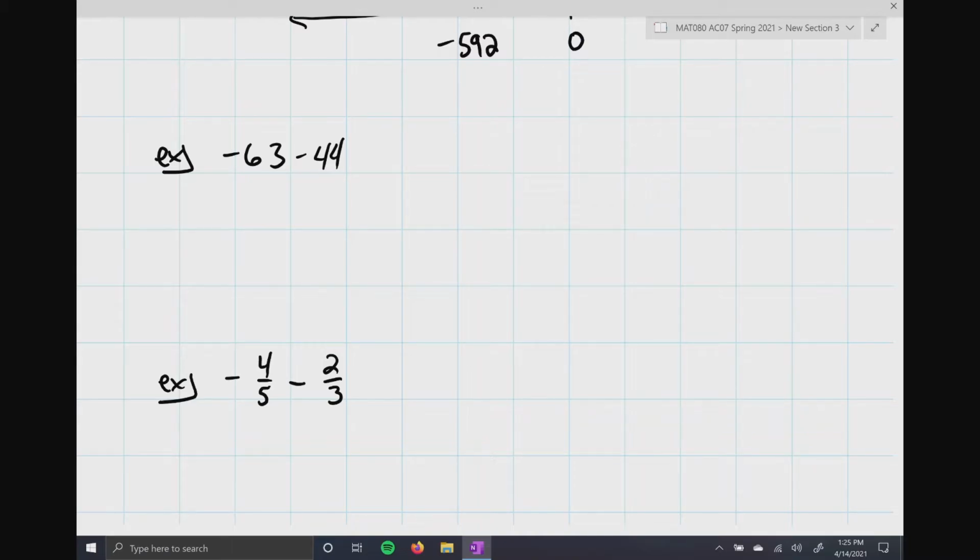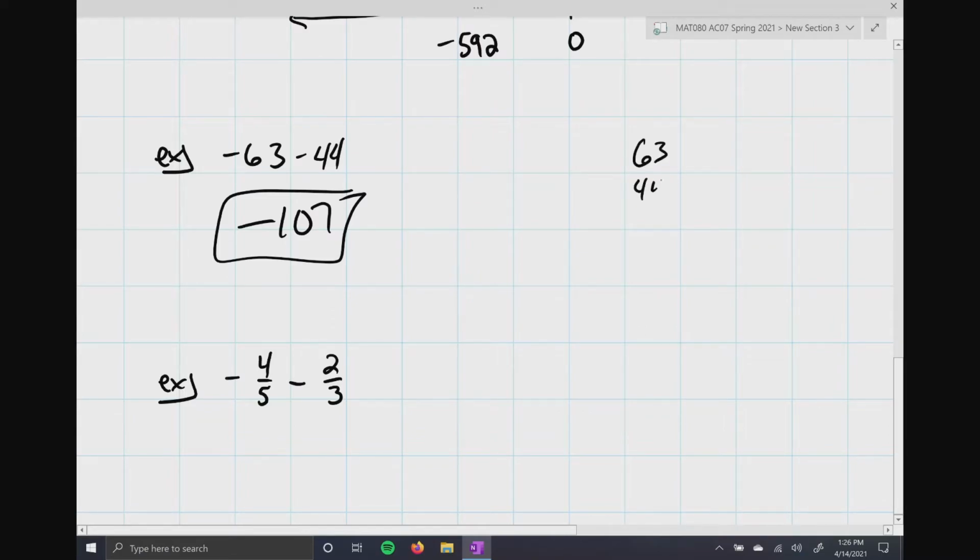All right, what do we get for the first one? First one's kind of simple. Anybody? Negative 107. Perfect. So real quick, we'll just go over this real fast, all right? The signs are the same. So you're going to add the numbers together. And since 63 and 44 were both negative, my answer will be negative as well.